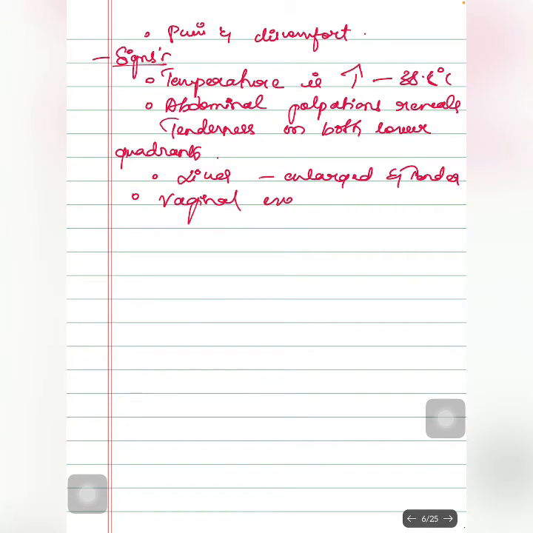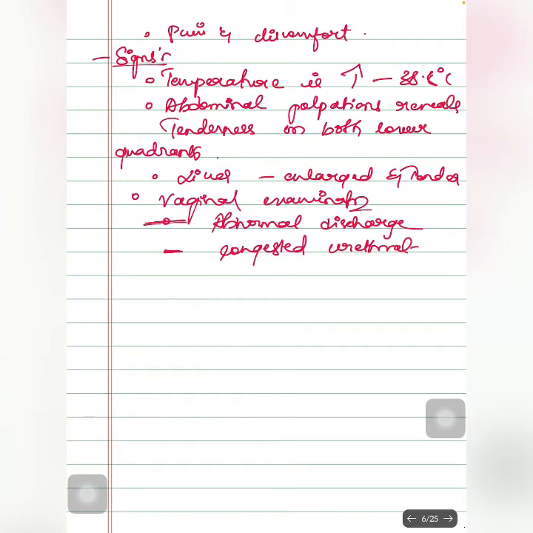Vaginal examination reveals abnormal discharge which is even purulent in nature, and congested external urethral meatus, or openings of Bartholin ducts.